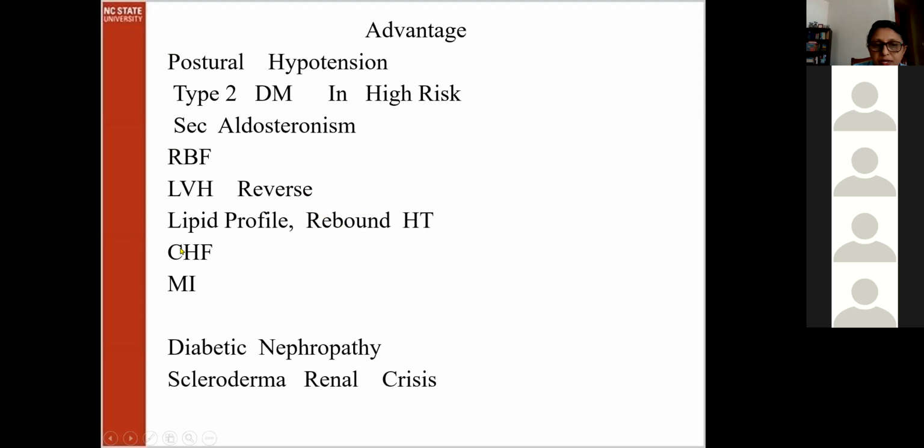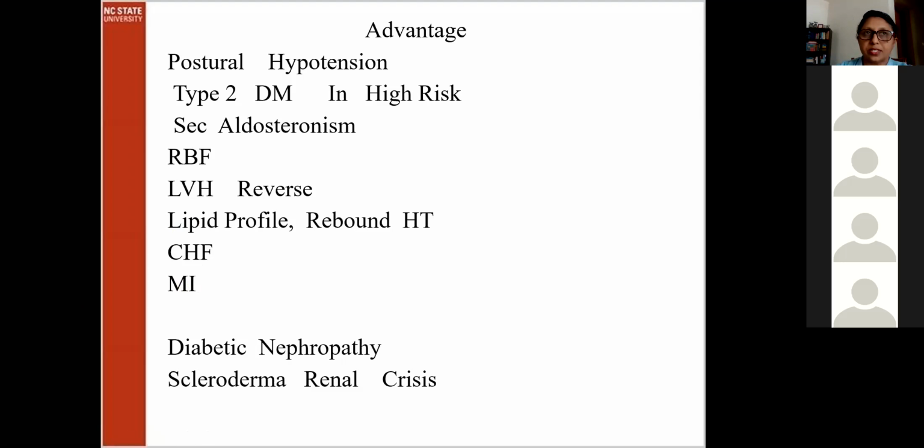It is not seen with ACE inhibitors. It can also be used in congestive cardiac failure because ACE inhibitors decrease both preload as well as afterload. So it is useful in congestive cardiac failure. In myocardial infarction also, ACE inhibitors are very useful.